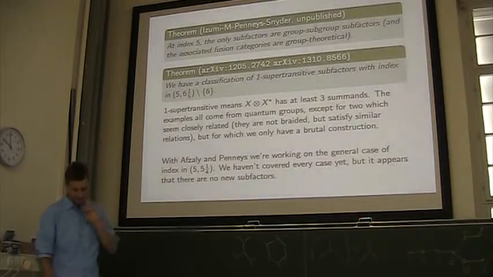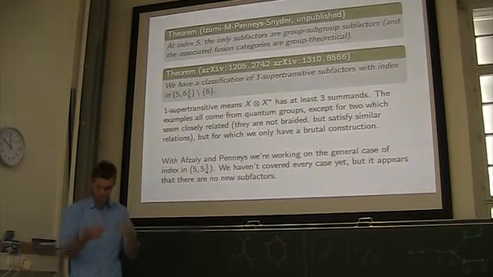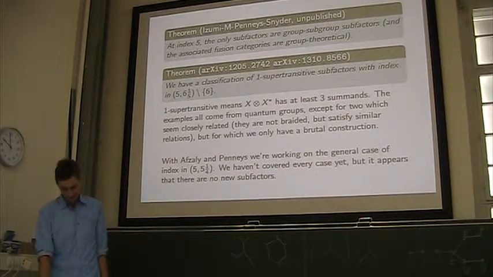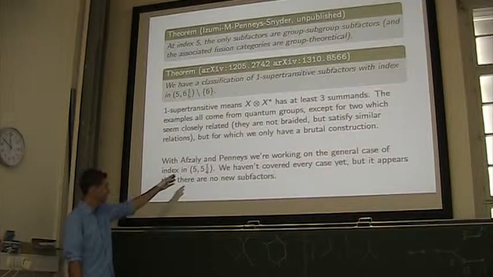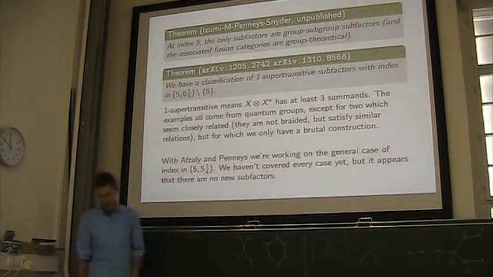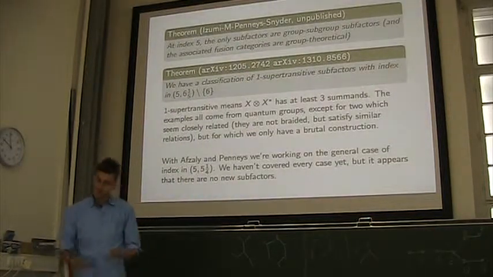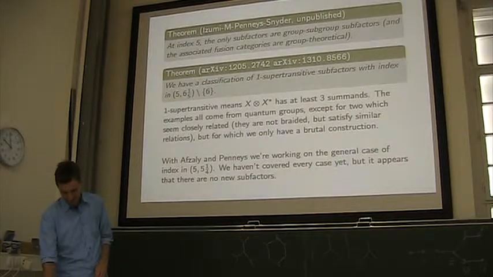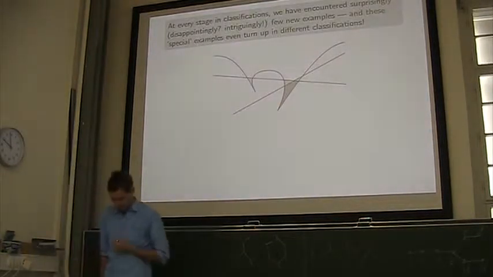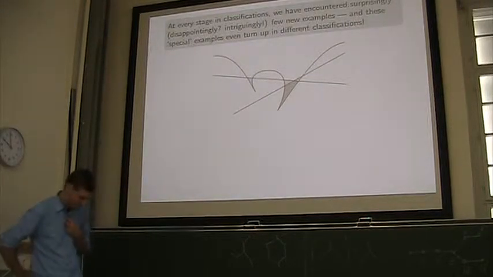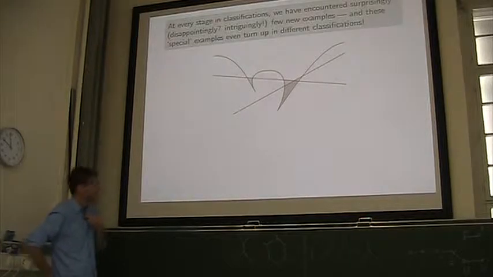And it would be lovely, I think, to understand if there's some sort of twisting that changes the grading so that we can get those. And then, outside of the 1 supertransitive case, we're pretty hopeful we can get past 5 up to 5 1/4, baby steps. But the sad news is that it appears there's no new subfactors in that next range. Okay.